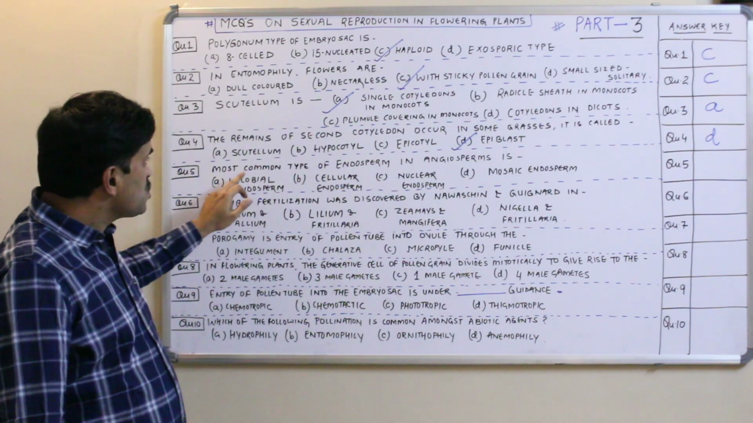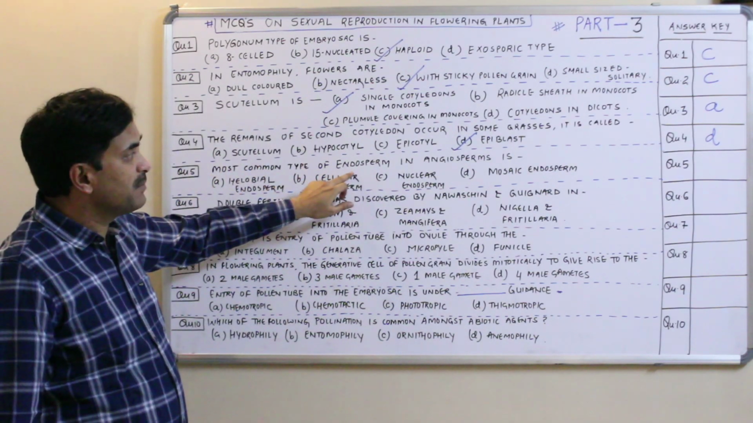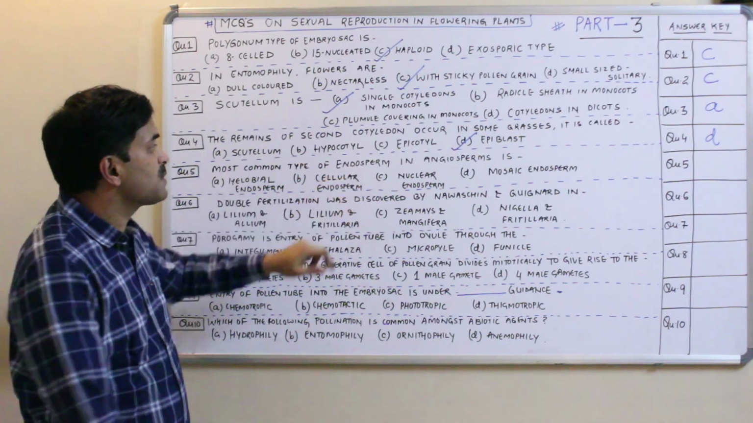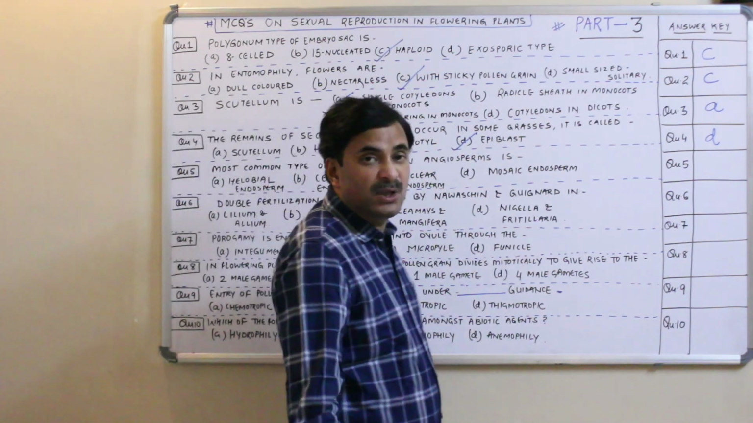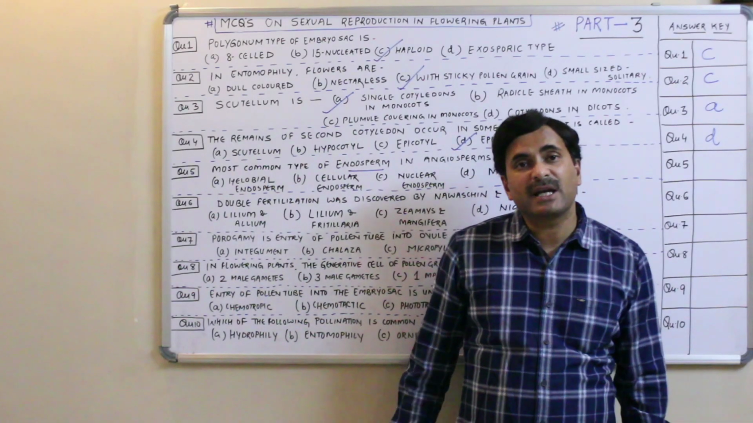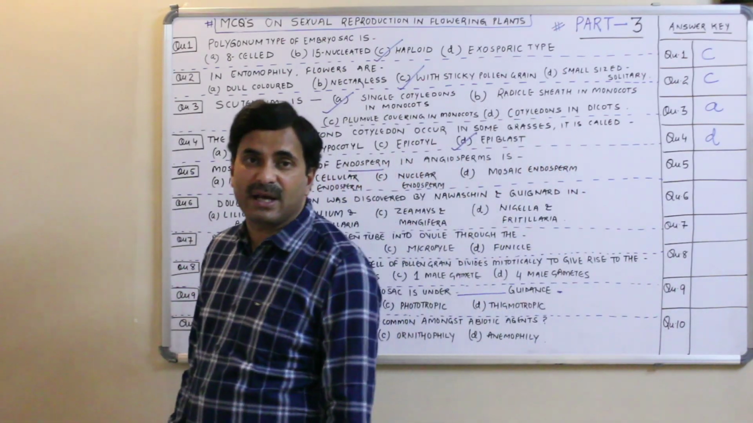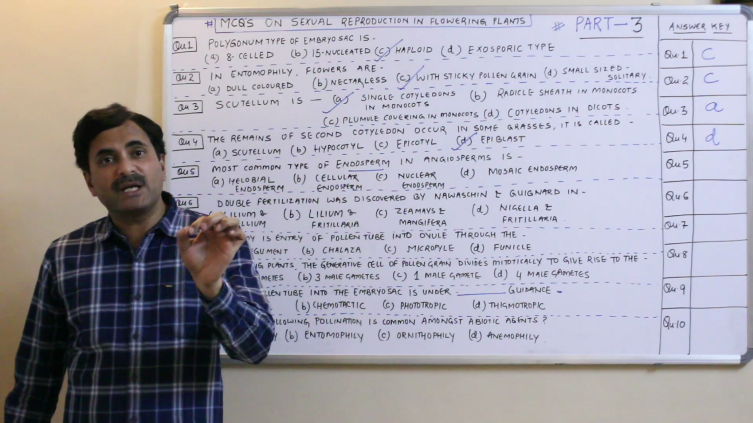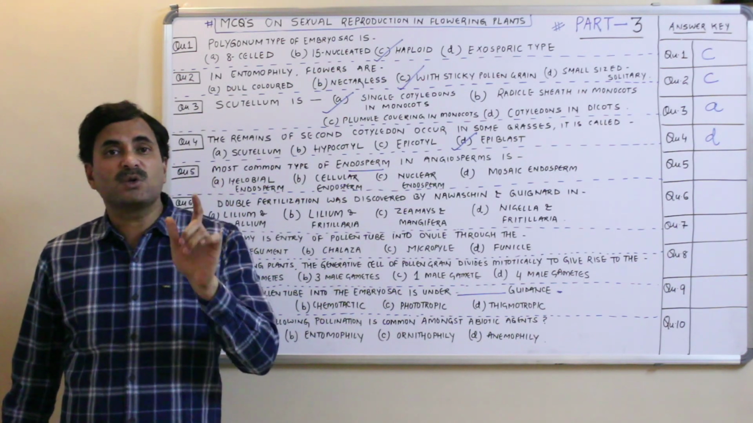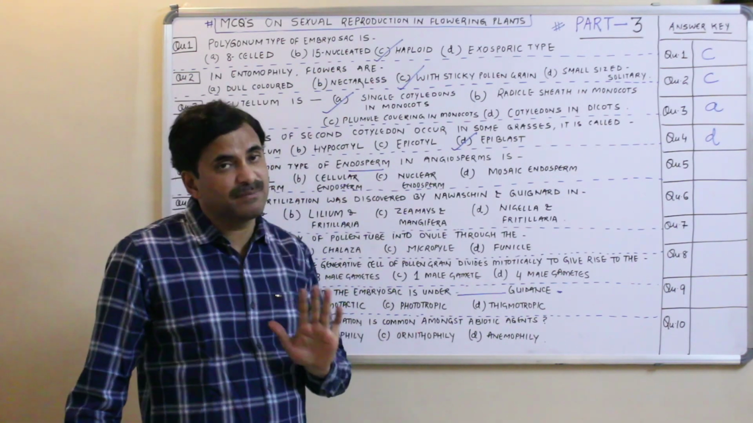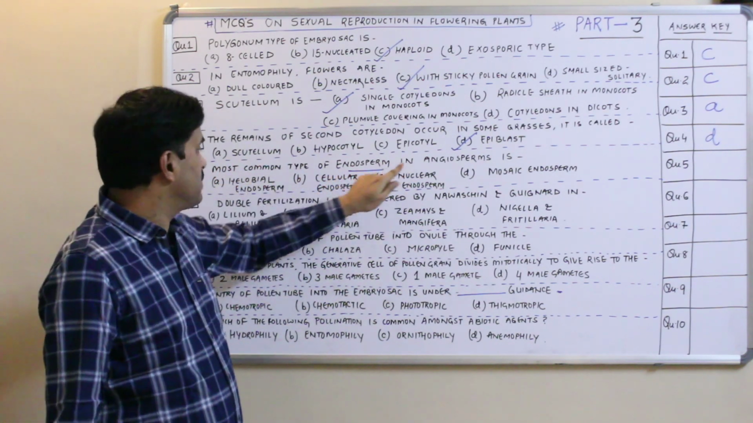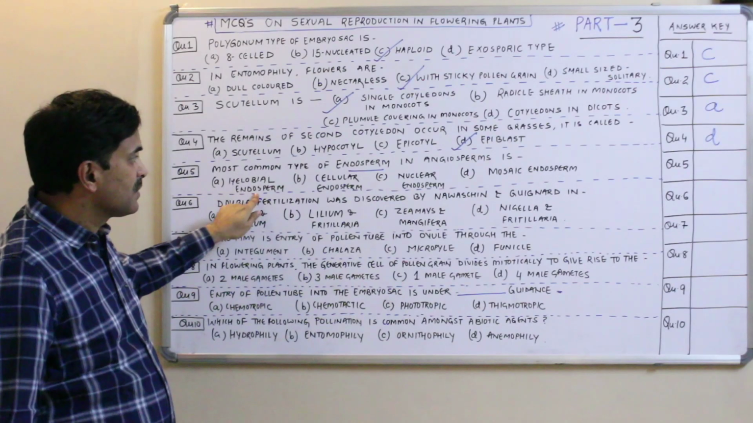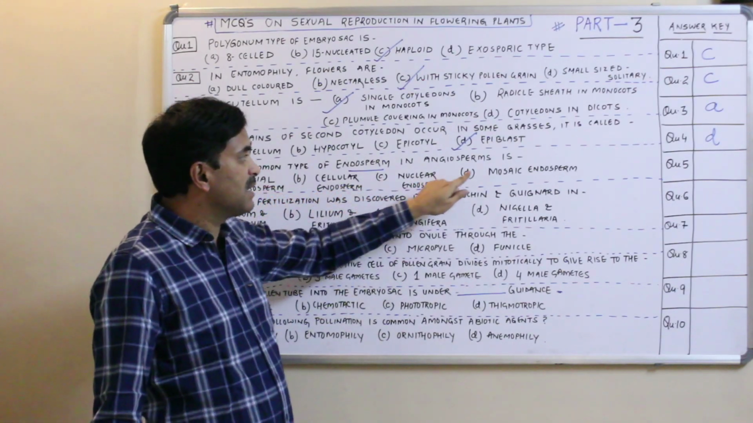Next, most common type of endosperm in angiosperm is, see, when we study about the endosperm, we always tell that endosperm are of 3 types found in angiosperms: the nuclear endosperm, cellular endosperm, and helobial endosperm. Fine. Now the question is that most common type of endosperm. See, helobial is rare. Then comes cellular, nuclear, mosaic.